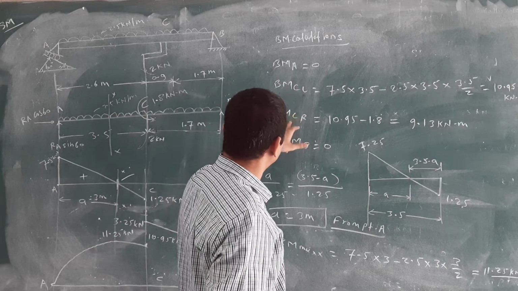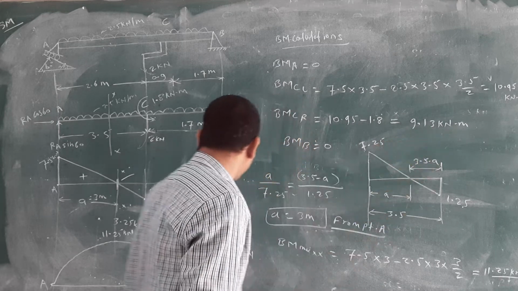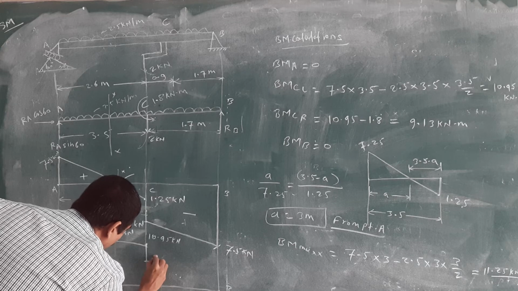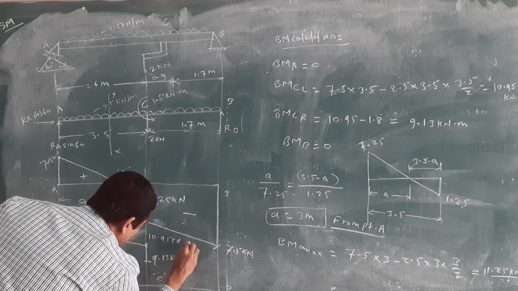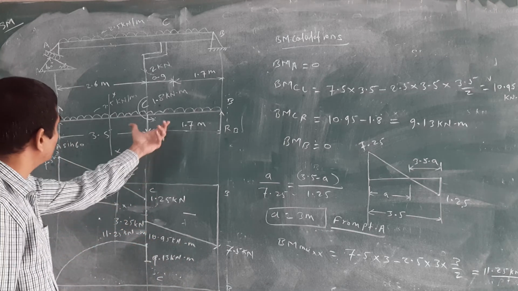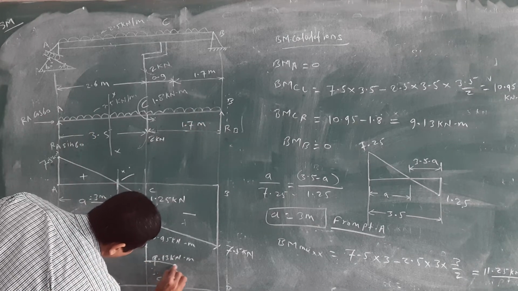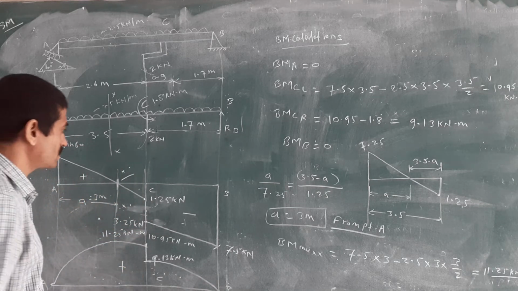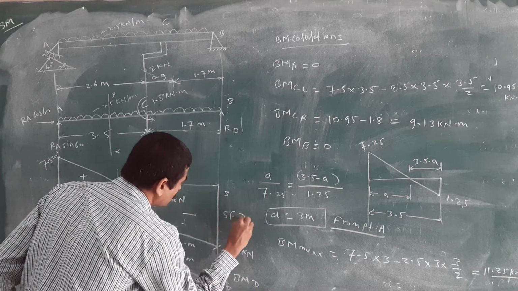Then again at the same point, there is a moment. That's why we get 2 points on the same point, C point. 10.95 minus 1.8 is 9.13. We are coming downward with the help of a straight line. 9.13 kilonewton meter is there. Okay. Then after that, C to B again UDL is there. Means I can draw the second degree parabolic curve. This is positive. This is your BMD. And this is your SSB.